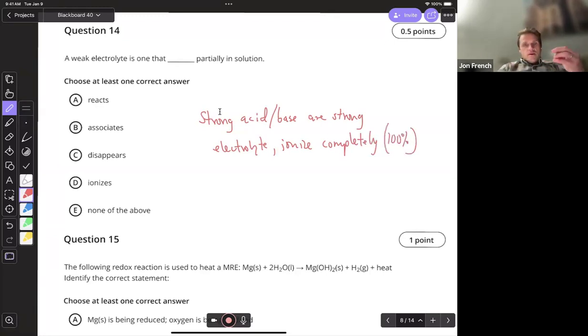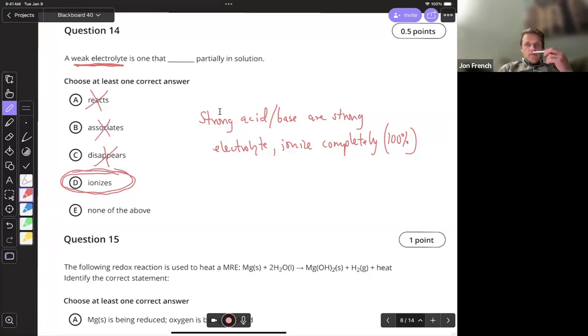Whereas our weak acids and weak bases are weak electrolytes. We looked at acetic acid, right? Acetic acid only ionized like 2% in solution, so it only partially ionizes in solution. It goes into solution. It doesn't disappear. It breaks up into ions in solution. So yeah, our weak electrolytes ionize in solution.